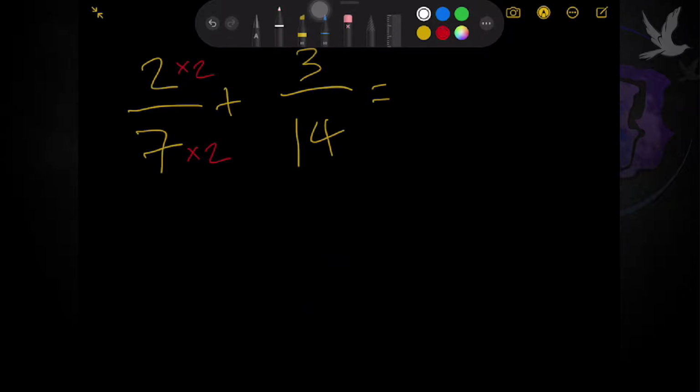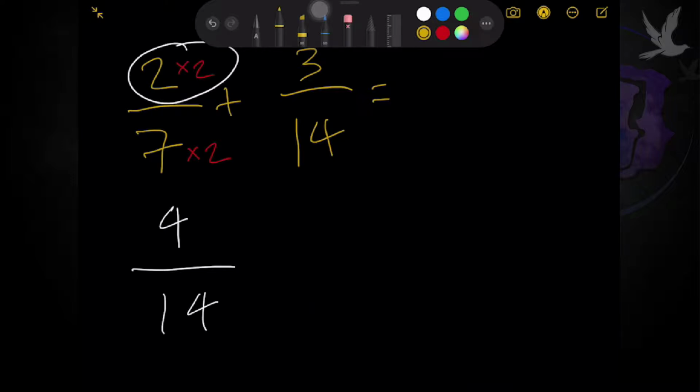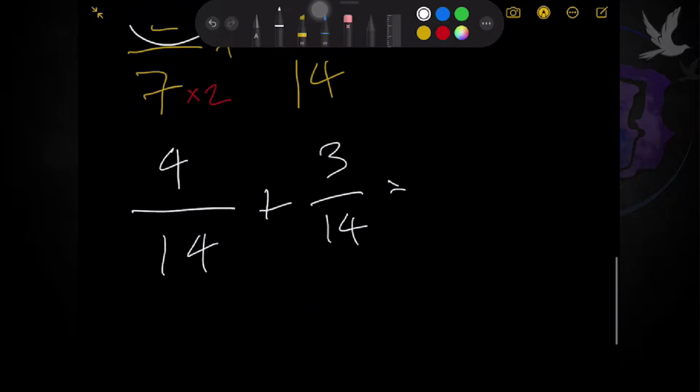Now you have to rewrite this fraction. What is 2 times 2? That will give you 4. What is 7 times 2? That will give you 14. Now you just need to rewrite the other fraction, plus 3 over 14. What do you notice now?